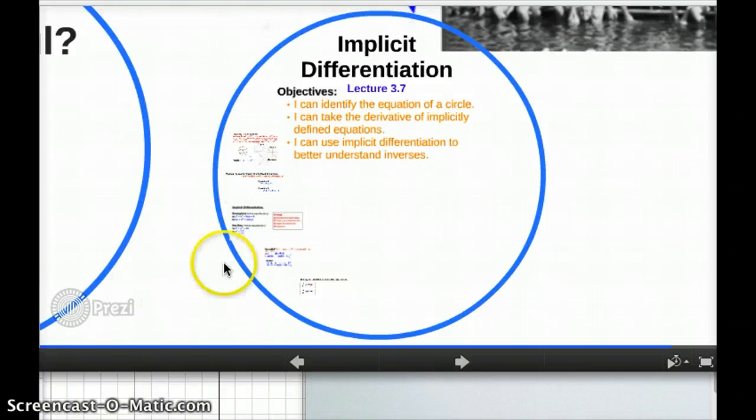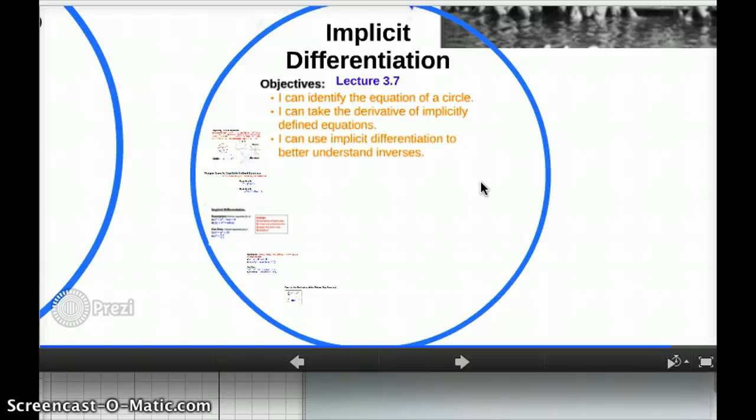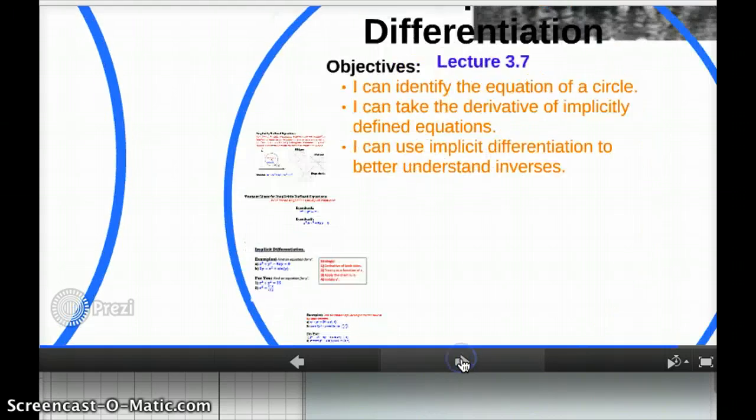Welcome to lecture 3.7. This is one of the very last things that I have to show you about taking the derivative. It's called implicit differentiation, and it's related to the equations of circles, and then we'll eventually use it to better understand inverse functions and their derivatives. Let's get started with some terms.